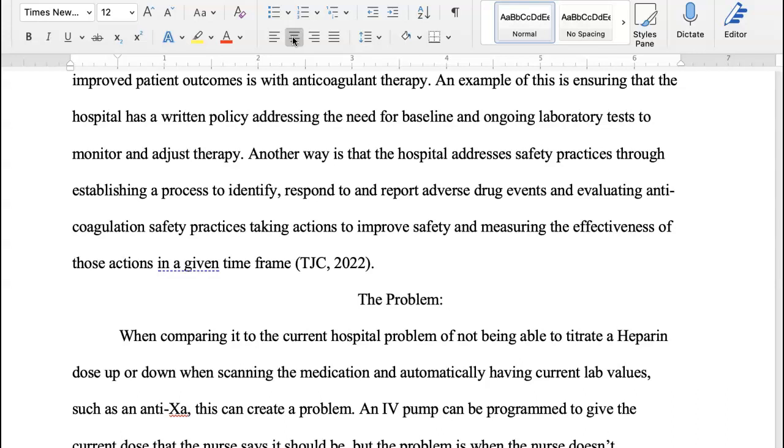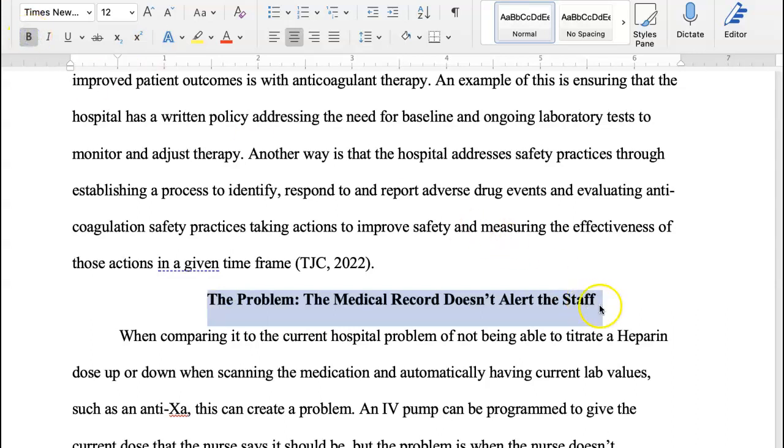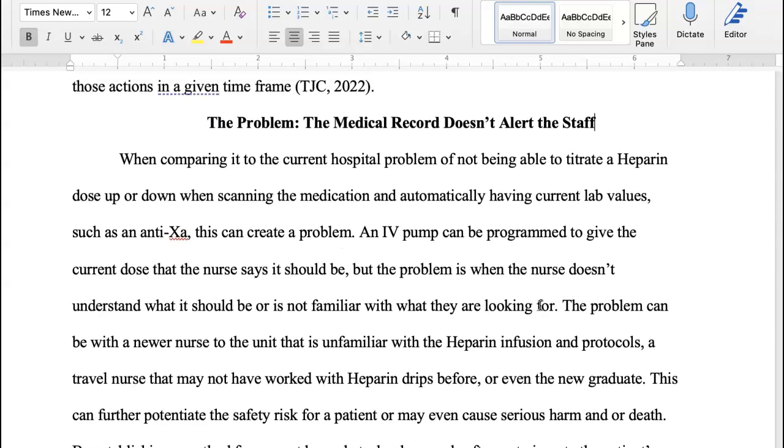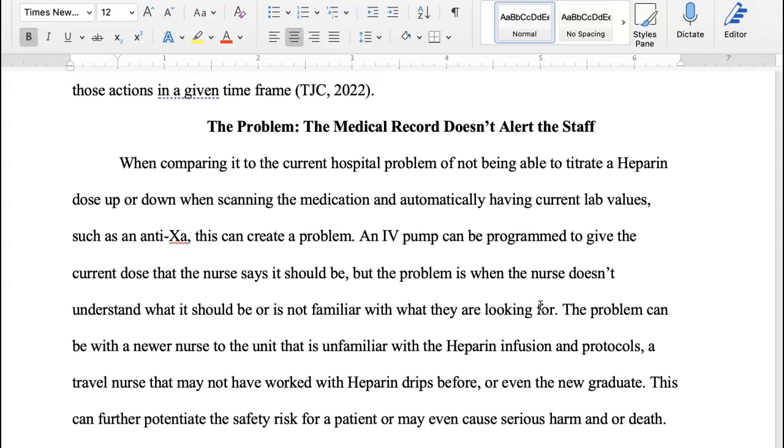I'm just going to write this out because I don't know exactly how you're stating it, but the technology or the pump, the medical record doesn't alert the staff. Sounds like that's what you're saying, that the medical record doesn't somehow alert the staff of a lab, a titration, and whatever. We do a really good job with alerting people of allergies as soon as we scan a med. So isn't there a way that we can do this with technology, which I really hope that someday we can definitely make happen.